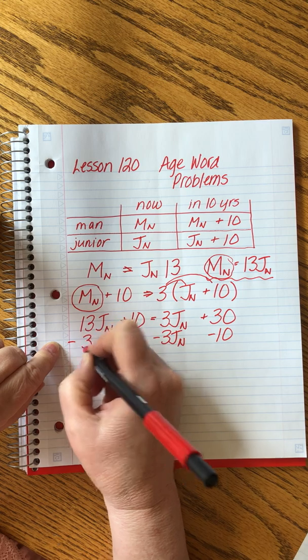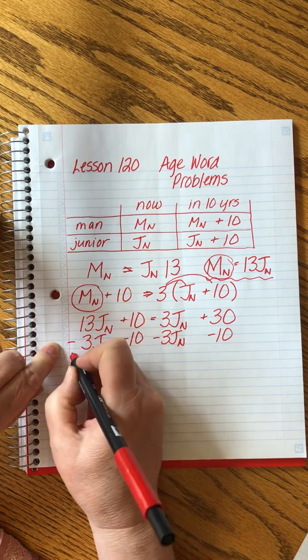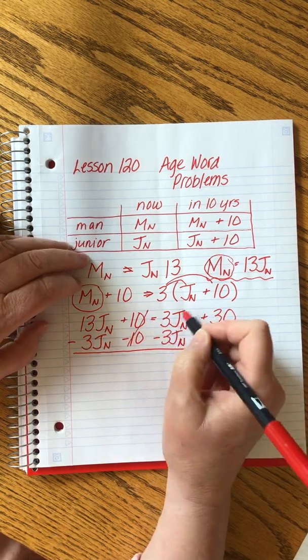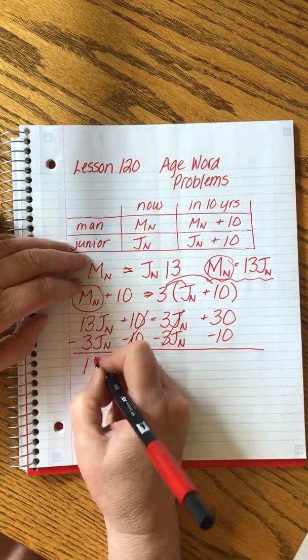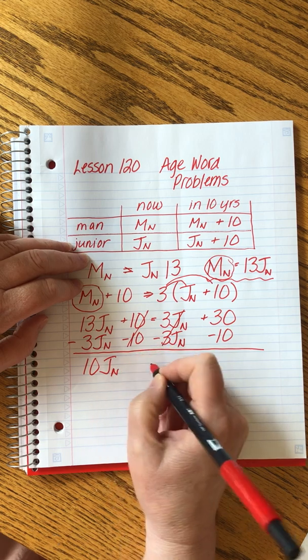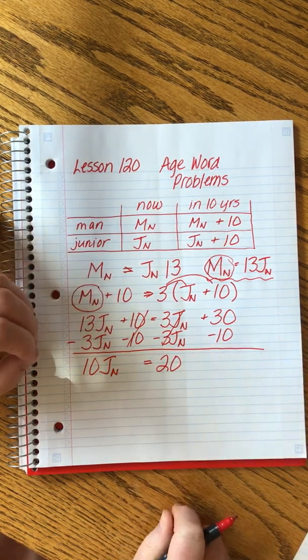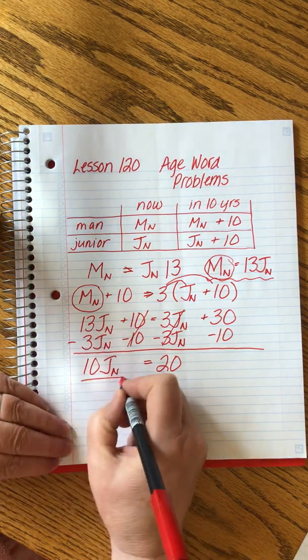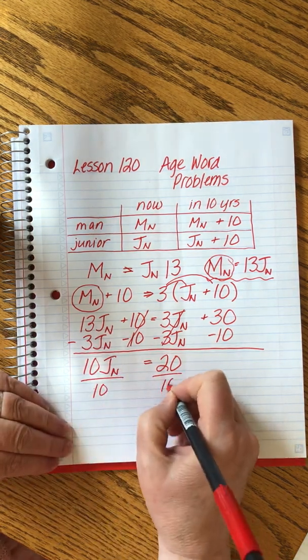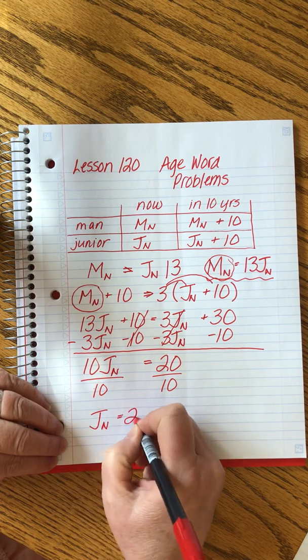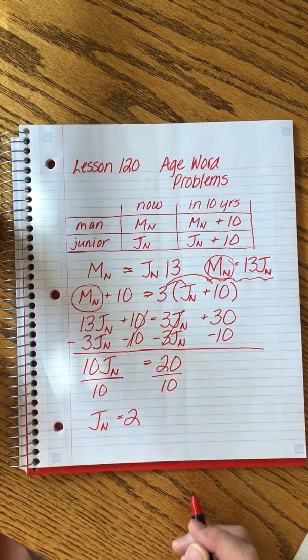Swimming those fishies. It was a long time ago you learned to swim fish, but you know what? We're still doing it. Cancels, cancels. 10jn equals 20. Oh, John, thank you. So Junior's age now is 2. Aw, he's a little toddler.